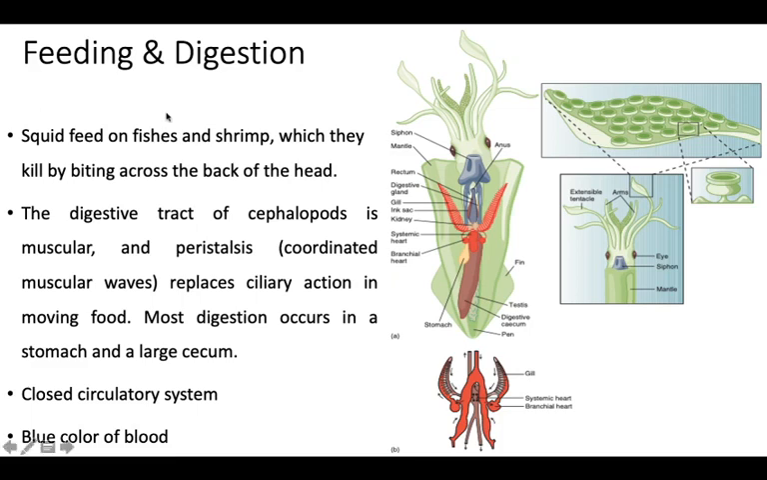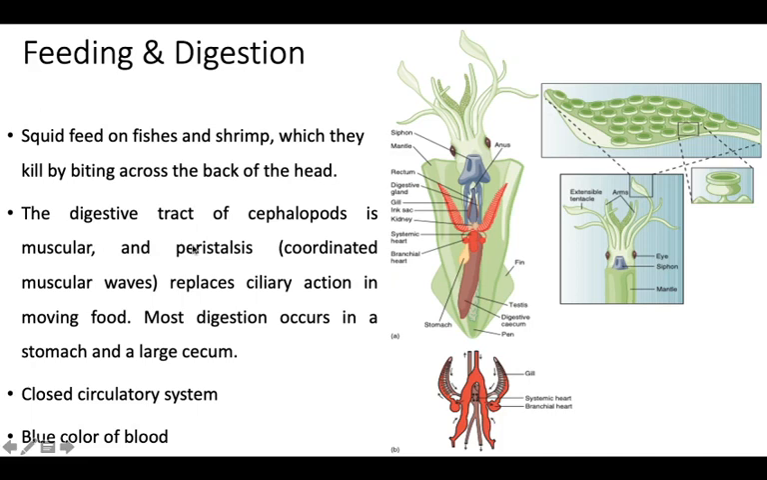So the feeding and digestion pattern of squids is generally that they eat fishes and shrimps, which they kill by biting across the head. Their long tentacles are responsible for holding. The digestive tract of cephalopods is muscular and peristaltic.